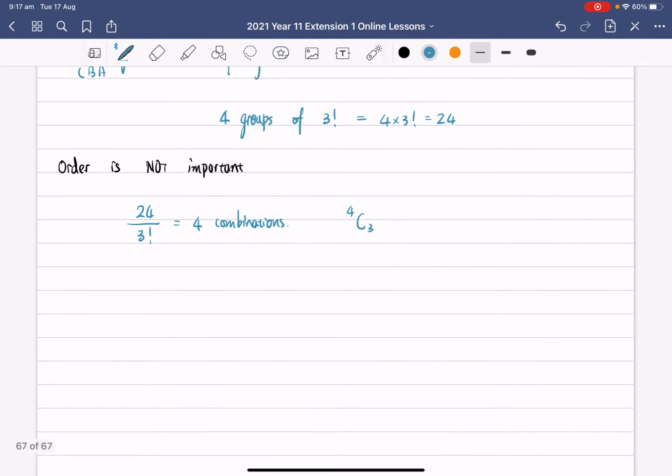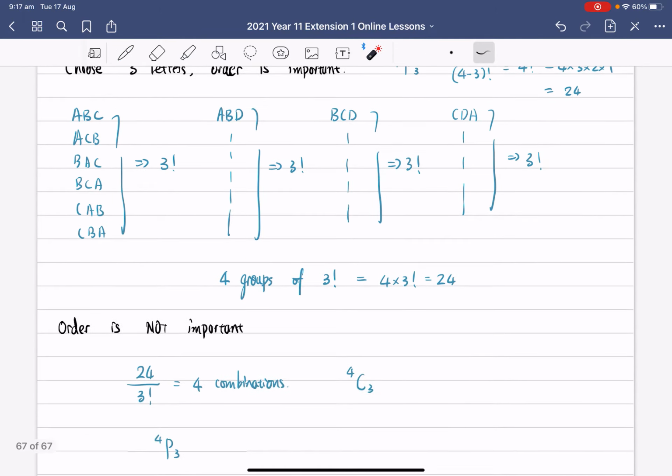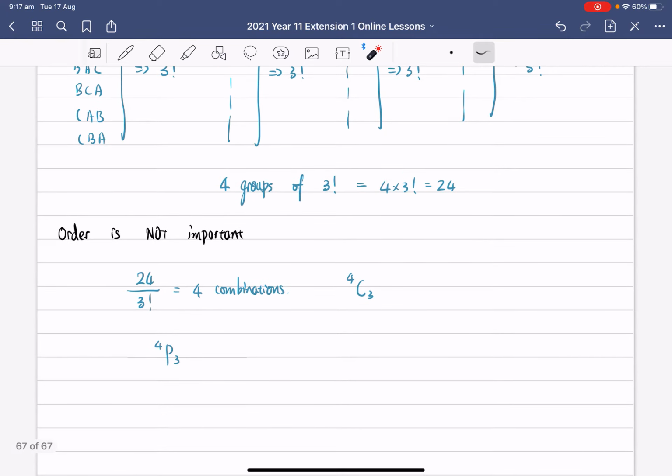Now, we need to look at the relationship between 4C3 and 4P3. There is a relationship between these two expressions. The actual formula is pretty easy to understand. 4P3 is when order is important. So you're selecting 3 elements from 4 elements, any 3 of them, and then you rearrange within these 3 elements. That becomes 3 factorial.